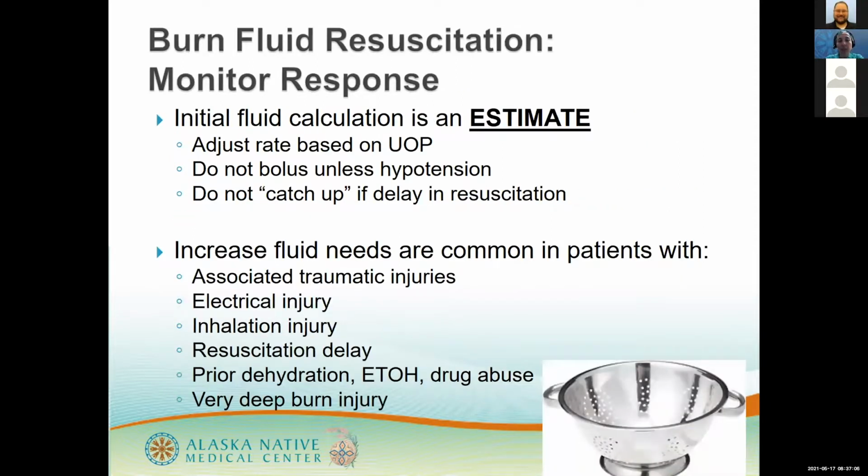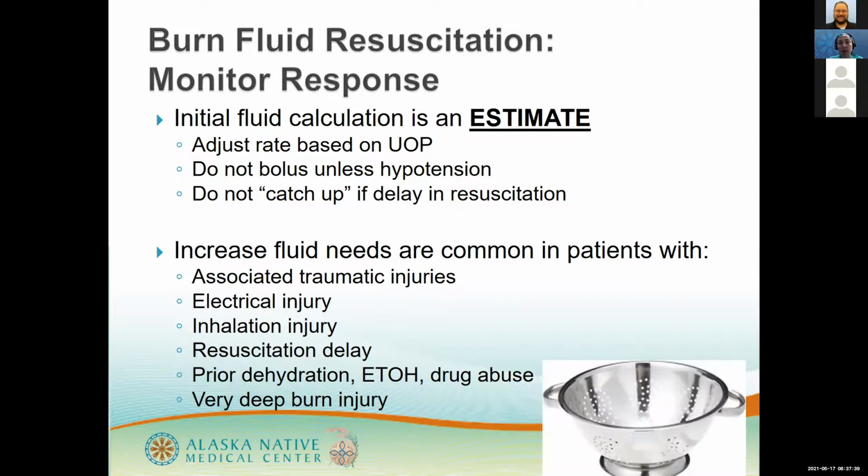So again, the burn fluid resuscitation, we're going to monitor the response. The initial fluid calculation is only an estimate. It's just a formula to get you in a ballpark of what that patient's going to need. And then we're going to adjust the rate based on urine output. Don't bolus these patients unless there's hypotension. And I will tell you that early on, burn shock does usually not cause hypotension. So if you have a patient early in the resuscitation that is getting hypotensive, you should consider other causes of hypotension.